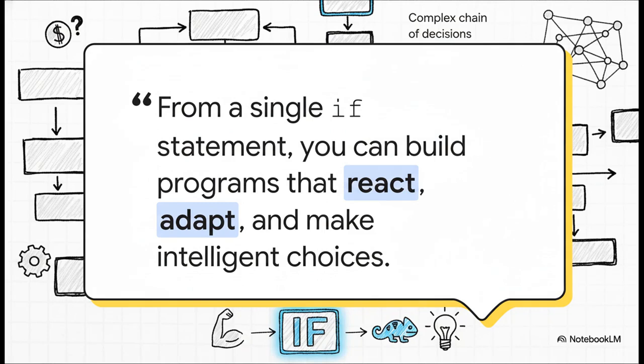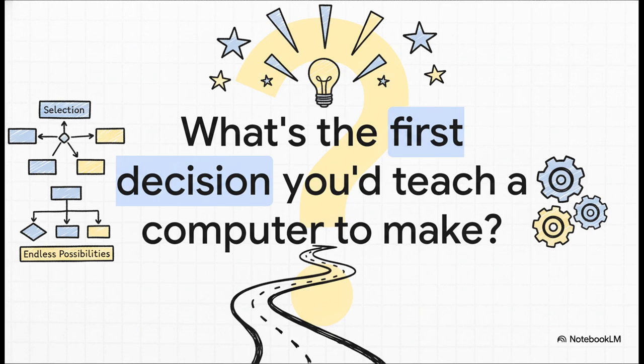So here's the crucial point, the main takeaway. Everything we've talked about, from a simple choice about money to a really complex chain of decisions, it all starts with this one simple building block. The if statement is what gives code the power to react to the world. So there you have it. That's the core of how computers make choices.